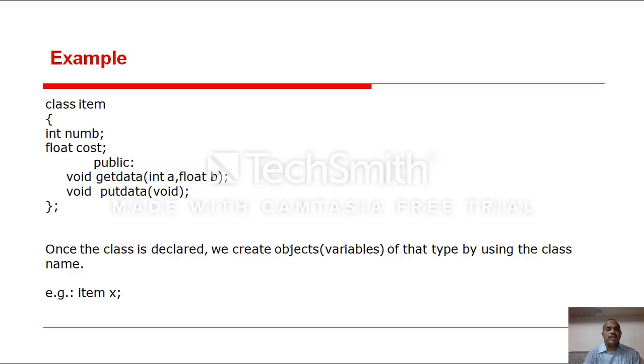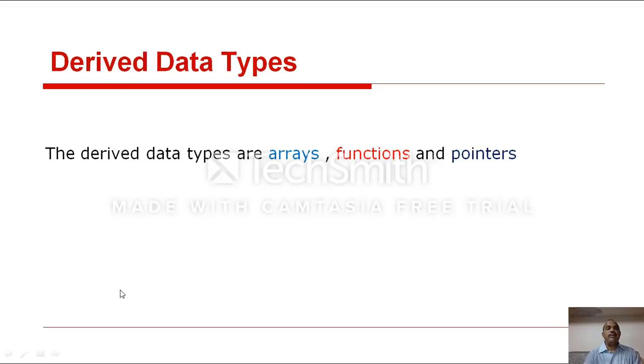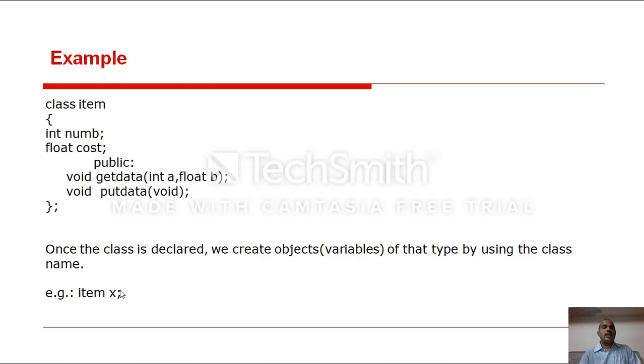So come here: item X, where X is an object of this class and item is the class name. Here X occupies how much memory? Integer number, float cost: simply 2 plus 4 equals 6 bytes of memory. Clear, all of you? Then the next one, derived data types. This is the class syntax and example. Clear, all of you? Next class I will give the demo live.